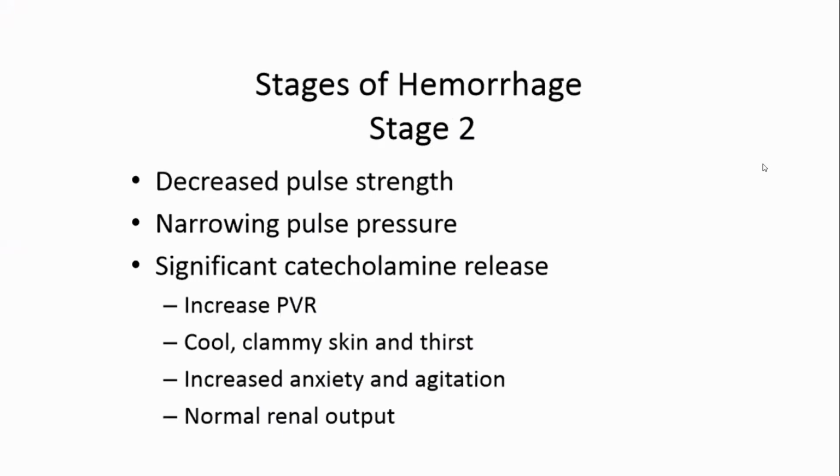And the patient in this stage will have decreased pulse strength, narrowing of pulse pressure, and significant catecholamine release, due to which there is vasoconstriction in the periphery, and there is shunting of blood to the vital organs, and the patient will have cool, clammy skin and thirst, and the patient will have increased anxiety and agitation due to these catecholamines. However, the renal output is maintained because of this compensatory mechanism.